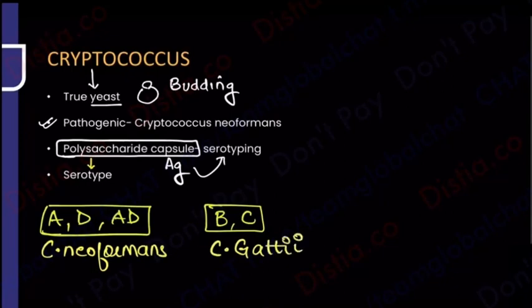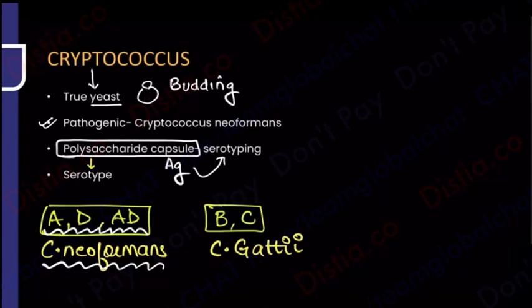Because if you check your QBank and your PYQs, also your GTs, you will come across this question: how many serotypes does Cryptococcus neoformans have? So don't mark 5. Cryptococcus neoformans has A, D and AD, the hybrid, whereas Cryptococcus gattii is going to have the B and C serotypes. That's a question you'll find and come across. I hope you don't get it wrong.